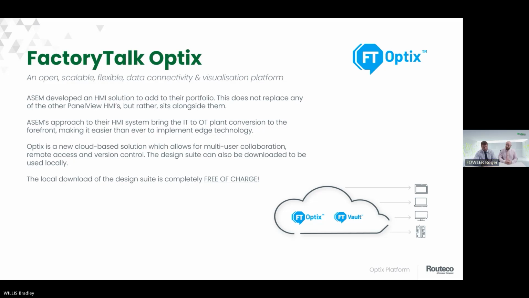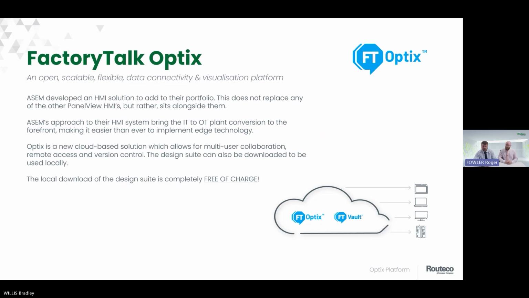FactoryTalk Optix is a cloud-based solution. We're going to have a look at FactoryTalk Hub again in a few slides. It is a cloud-based software that facilitates multi-user collaboration. There is a remote access element, so you can deploy from the cloud down to your plant floor. And there are all sorts of tools in FactoryTalk Hub that allow things like version control as well.